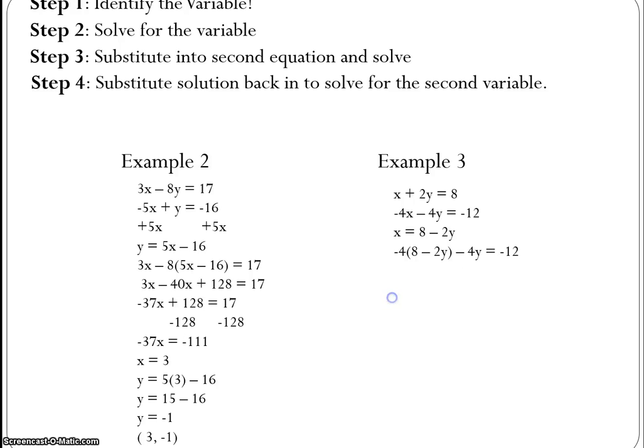Be careful with your signs here. Distribute your negative 4. Combine your like terms. Now we're solving for y, so we add 32 to both sides. Divide by 4, and we get y equals 5.